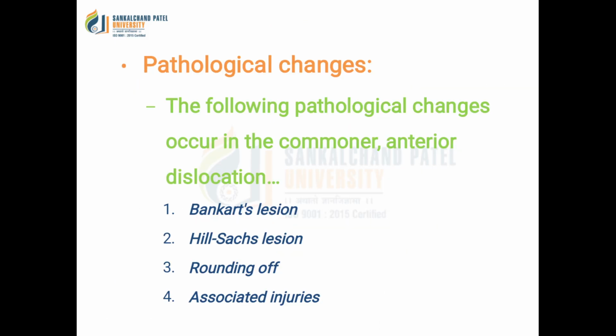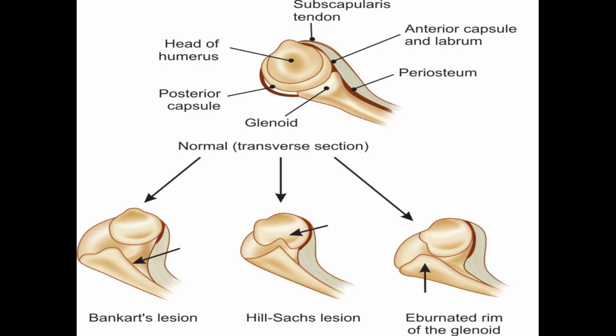Next is the pathological changes. The following pathological changes occur in the commoner anterior dislocation. First is Bankart lesion, second is Hill-Sachs lesion, third is rounding off and fourth is associated injuries.